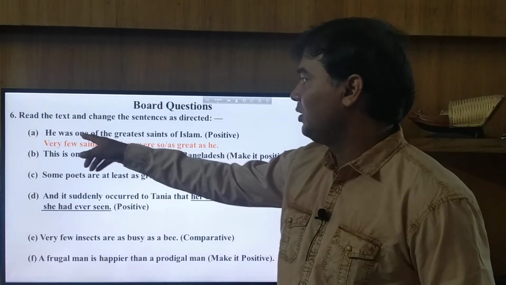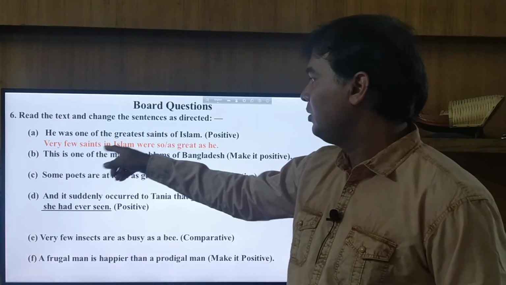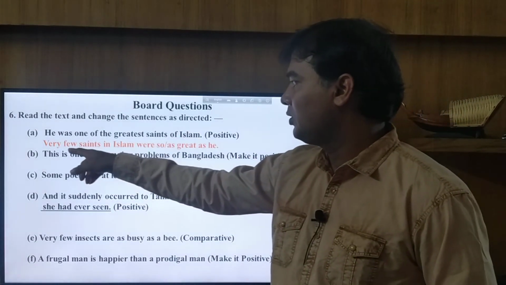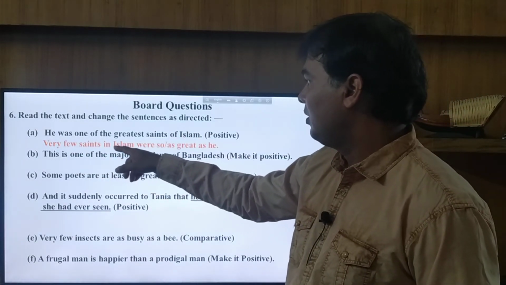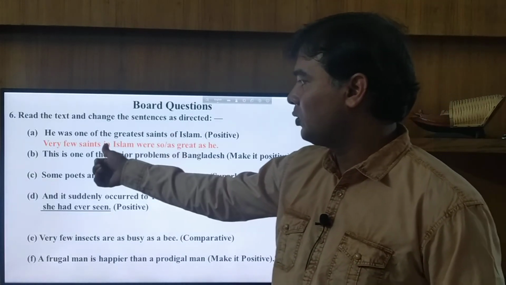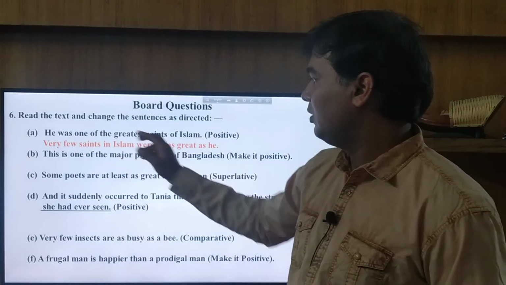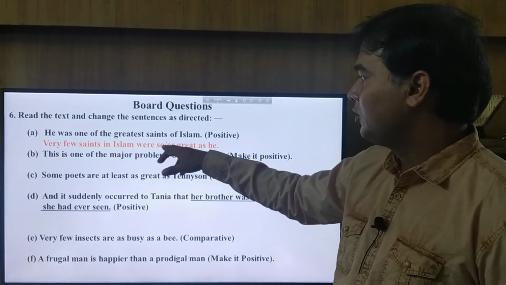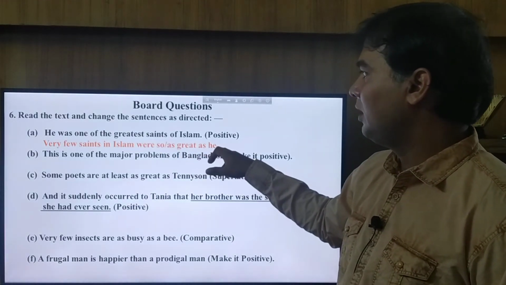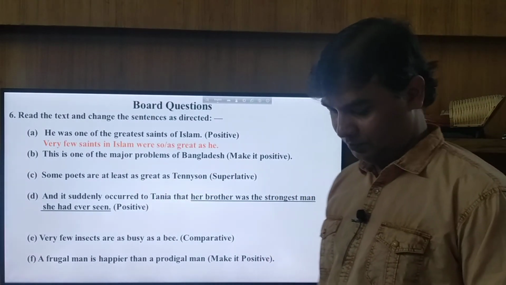So the answer is, here you see, one of the, so for positive degree we can start with very few, then comparable object or person, saints of Islam. Here it is written in, but in the question it is of, so you should write of. Very few saints of Islam, then auxiliary verb were, and then so or as, then the positive form of the adjective, great, then as, and then he. So the answer is, very few saints of Islam were so great as he.